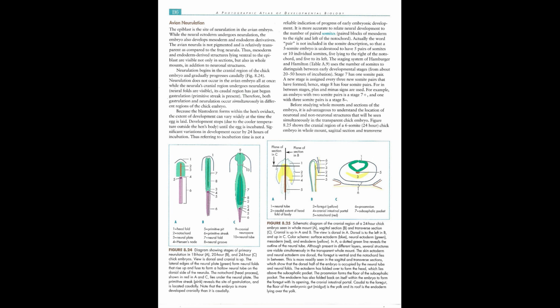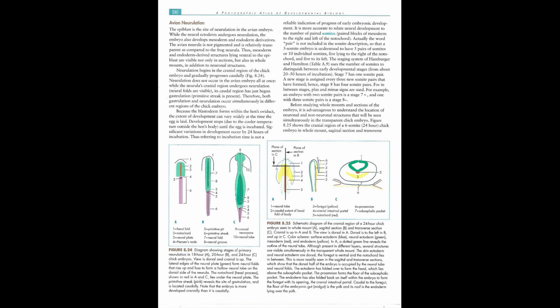It is more accurate to relate neural development to the number of paired somites, paired blocks of mesoderm to the right and left of the notochord. Actually, the word pair is not included in the somite description, so that a 5-somite embryo is understood to have 5 pairs of somites, or 10 individual somites, 5 lying to the right of the notochord, and 5 to its left.